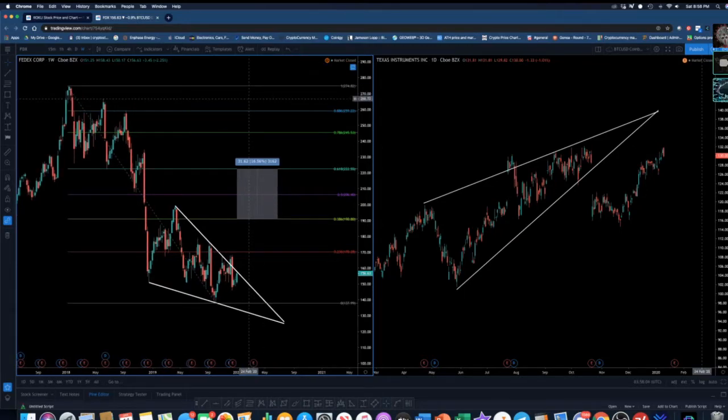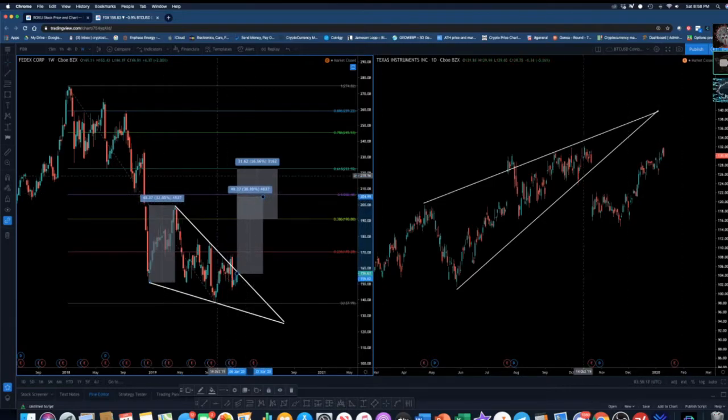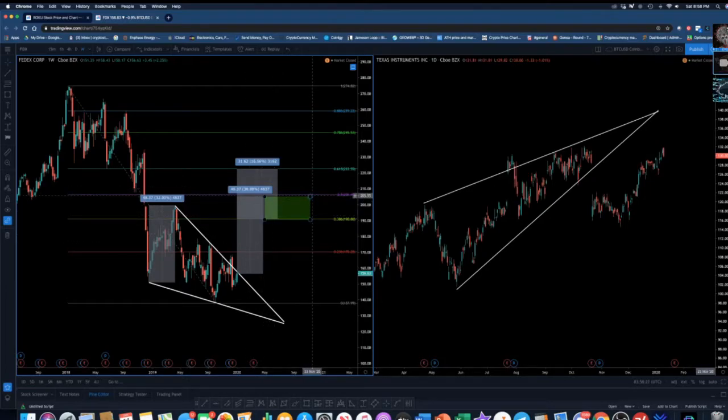But this is the way it really looks here. So here's our target zone on FedEx, and then we could also take the measured move of this pattern and see how that aligns with the breakout. So when we do that, there's your overlap, and that's where you would want to be layering profit target levels in those boxes there. It's kind of how I do those wedges.